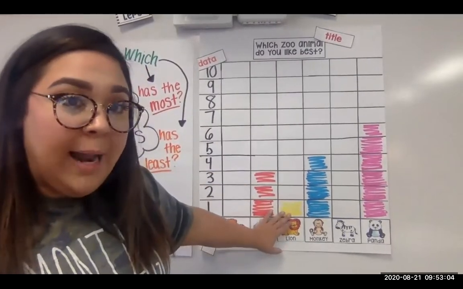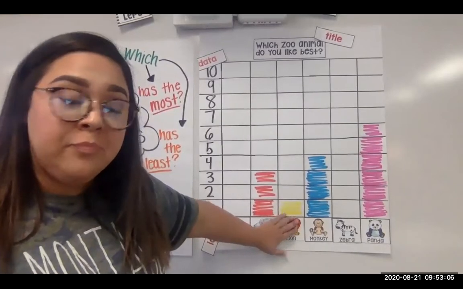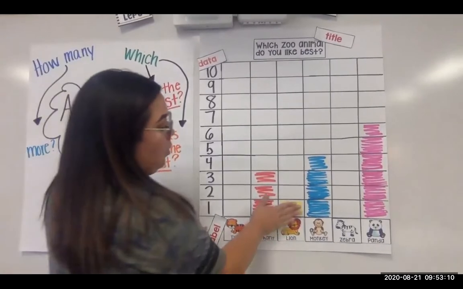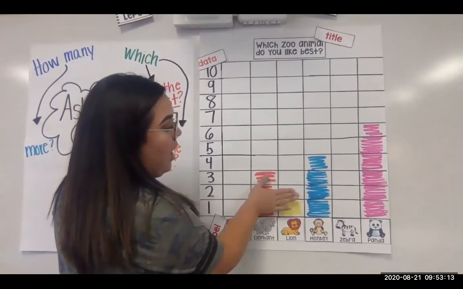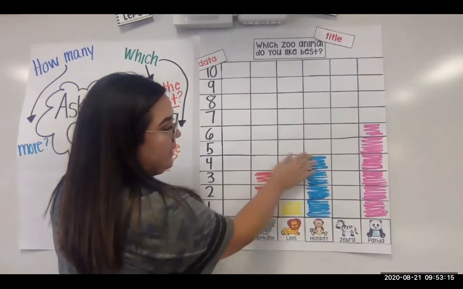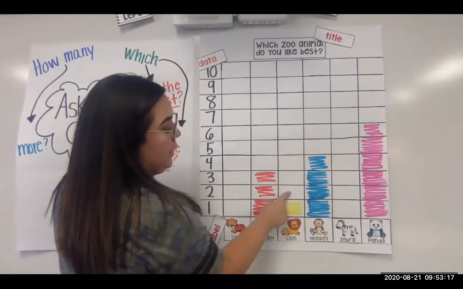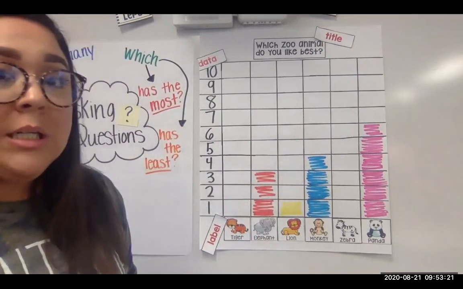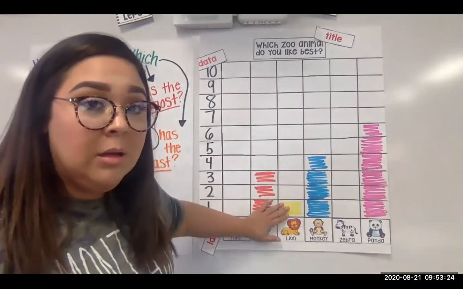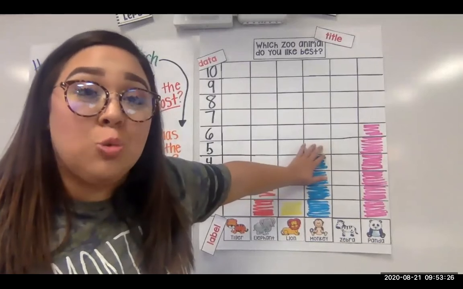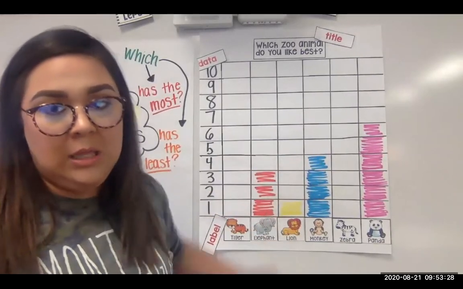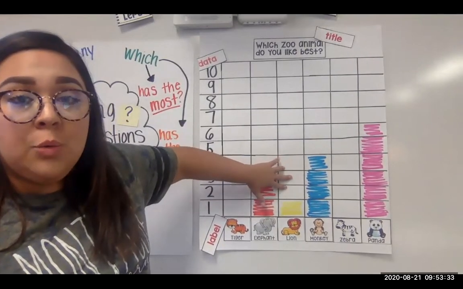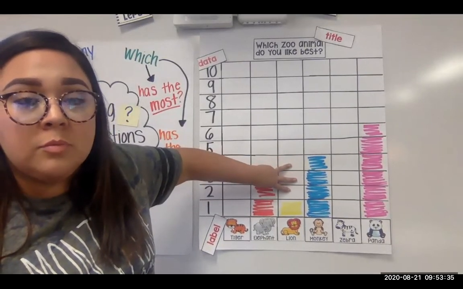How many more does monkey have than lion? Well, if I wanted to figure that out, I would start with my lowest number and I would count up to see how many more are missing. Okay? So start with my lowest number and I'm gonna count the blanks to see what is missing to reach my monkey. So one, two, three. How many more does monkey have than lion? Monkey has three more votes than lion. One, two, three. Do you see that? Three more votes. Okay.